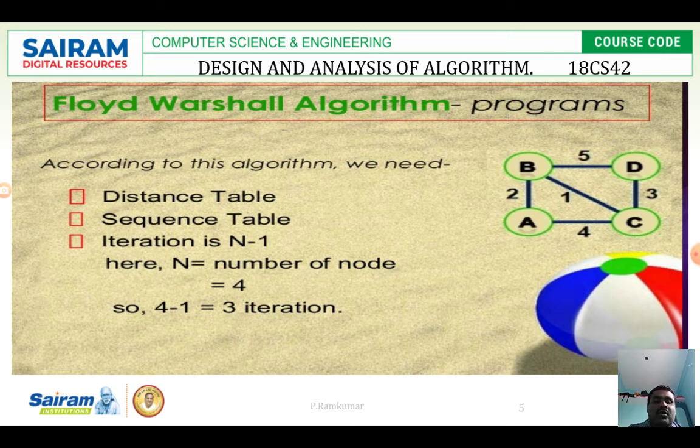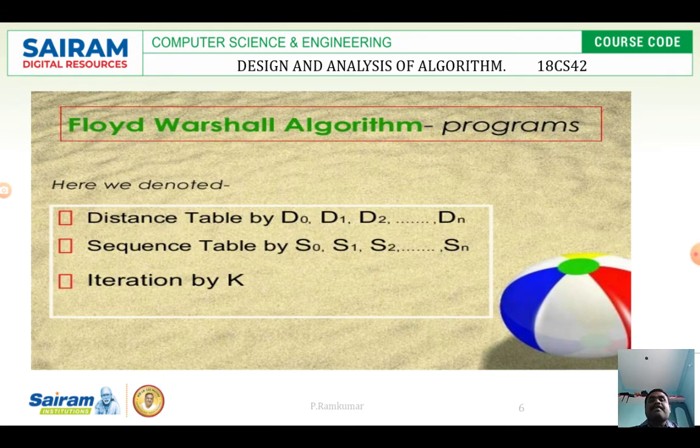Then next consider this one. For this we first have to construct an adjacency matrix. From that adjacency matrix we have to compute the intermediate node for all the nodes in the given graph. So here there are 4 nodes available. So the number of nodes is 4. So there must be 3 iterations. Then the distance tables will be D0, D1, D2, etc., Dn. The sequence tables will be S0, S1, S2 up to Sn.